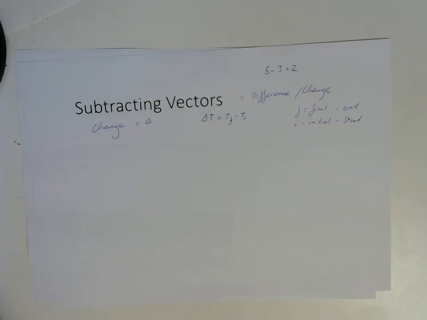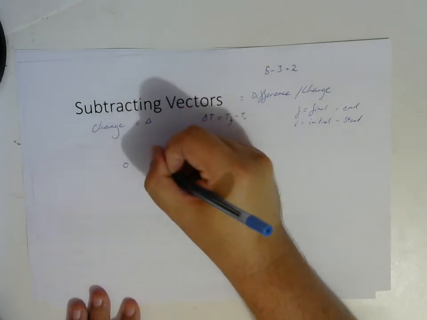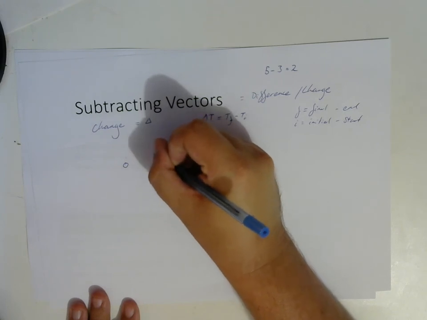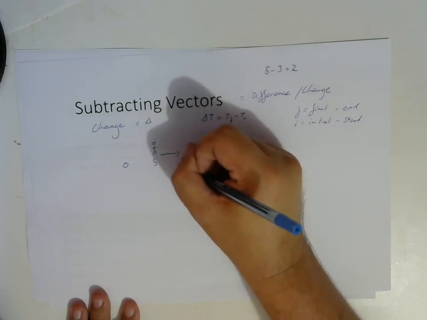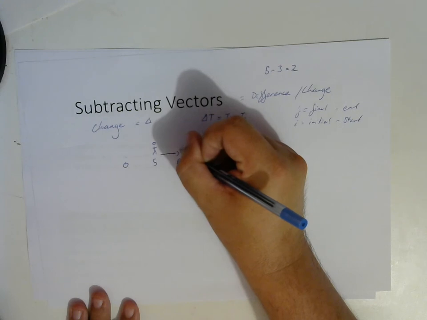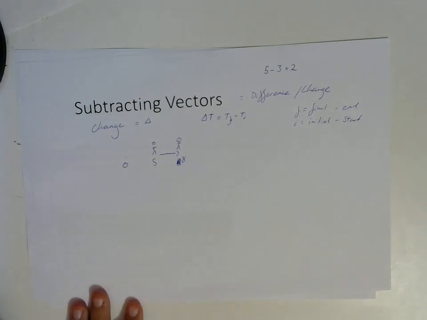If we have a point we call 0, and I am initially at a point 5 meters from 0, and I walk up to the point 8 meters away. So this is 5 meters, this is 8 meters. Well, I might be asked, what is the change of my displacement? We just saw that change means final minus initial. So change equals displacement final minus displacement initial.